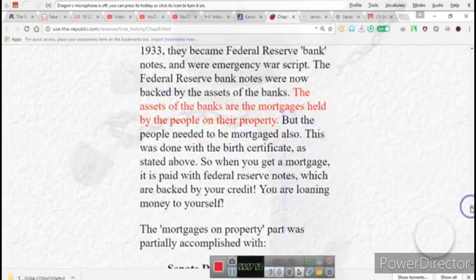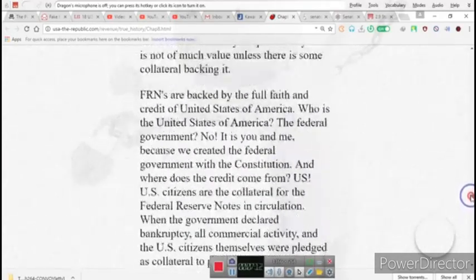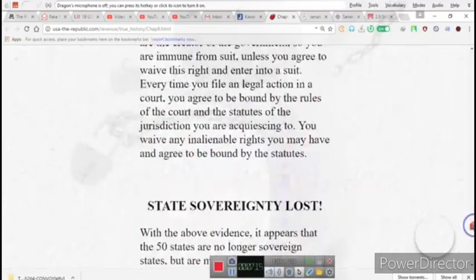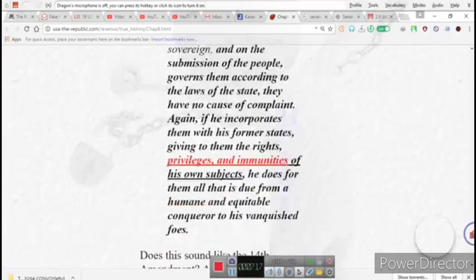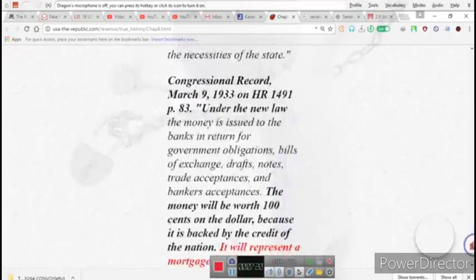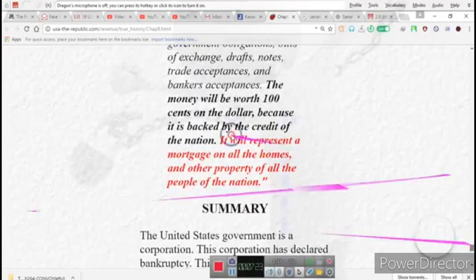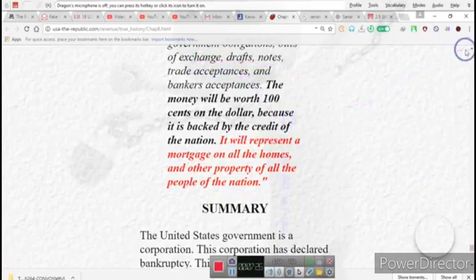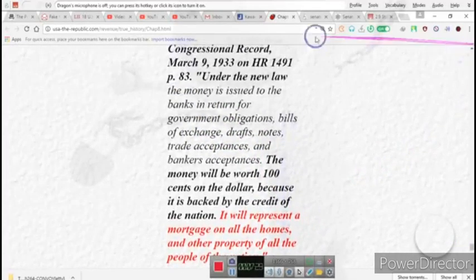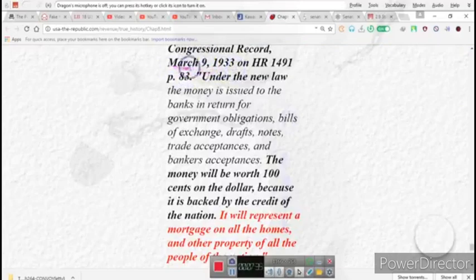Okay, ladies and gentlemen, we've read this to you where we have showed you that they will represent 100 cents on a dollar and represent a mortgage on all the properties of all the people of the nation. Okay? See? It tells you right here. This is Congressional Record, March 9, 1933. This is your actual Bankruptcy Act, people. You keep hearing about the bankruptcy of the United States. That's why you hear me refer to it as the Emergency Bankruptcy Economic Relief Act of March 9, 1933.